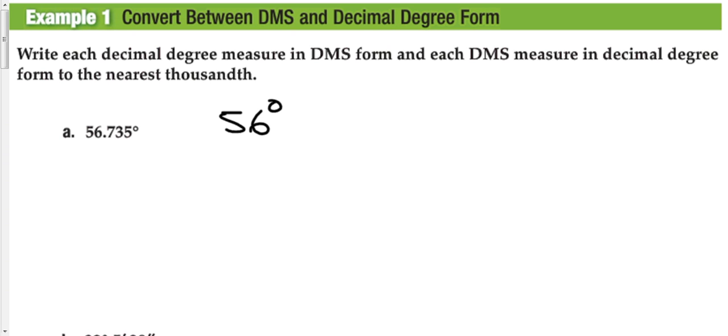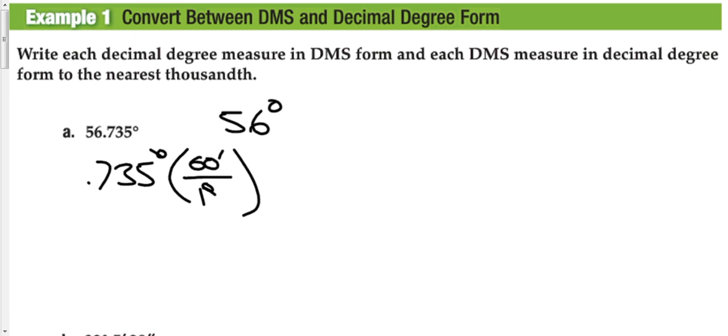Well, I could use a straight conversion factor and realize that this is what I have left over, 0.735, and I can multiply it by 60 minutes in 1 degree, and these are degrees. So my degrees would cancel out, and now whatever this calculation gives me would give me the number of minutes. And when I work it out, 0.735 times 60 gives me 44.1. So that means I'm going to have 44 minutes.